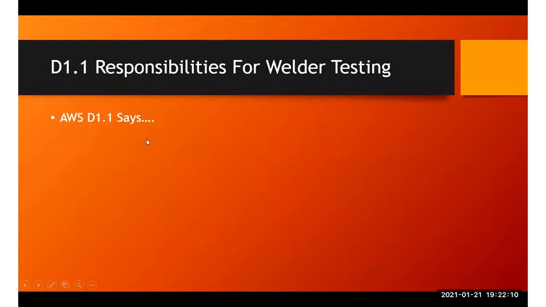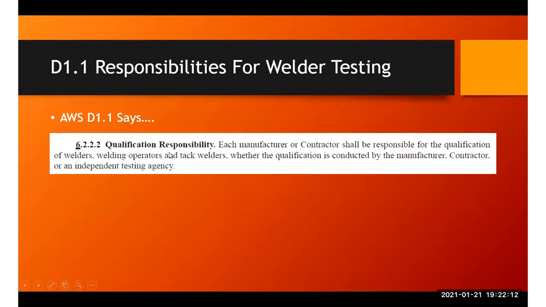So, responsibilities for welder testing. D1.1 says each manufacturer or contractor is responsible for it. No matter who does it, that manufacturer or contractor is the one that's responsible for it. And it does give the option, whether it's conducted by the manufacturer, contractor, or an independent testing agency. But regardless, the manufacturer or the contractor still maintains responsibility for it, and that doesn't go away.